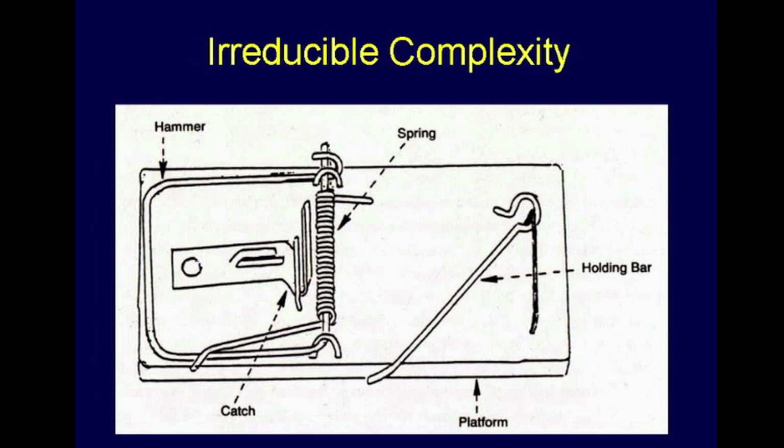I have here a mousetrap. It consists of 5 parts. A basic platform on which there's a spring that loads a hammer. There's a holding bar that will hold that hammer back and hook itself on the catch, and you have a mousetrap. It has 5 parts. You can't get rid of any one of the parts and still have a mousetrap. It's what we call irreducible complexity.